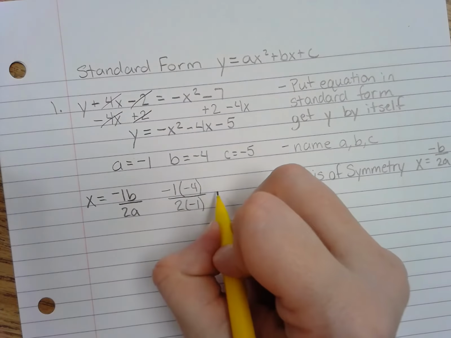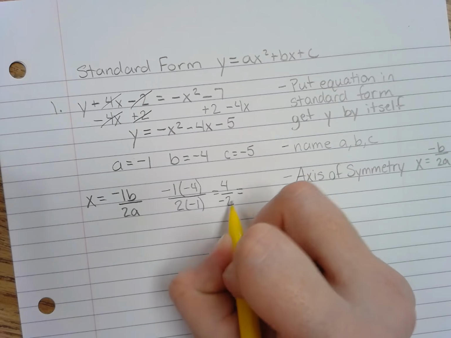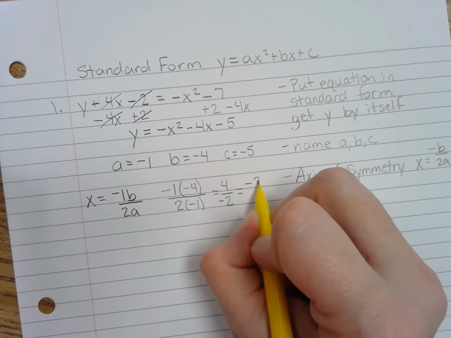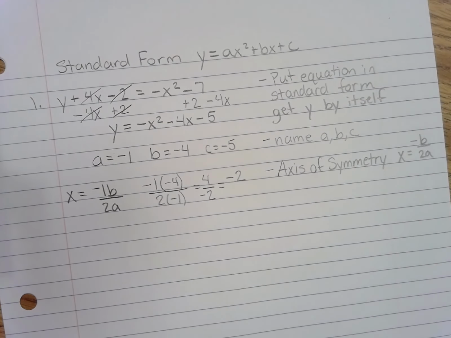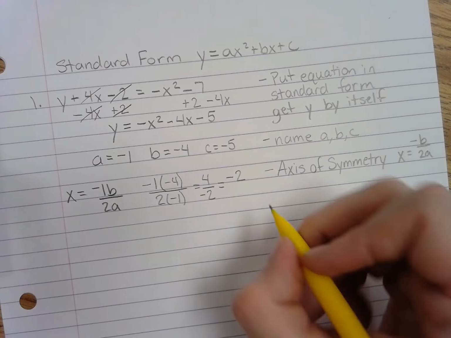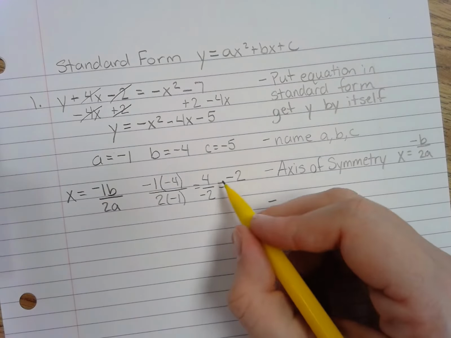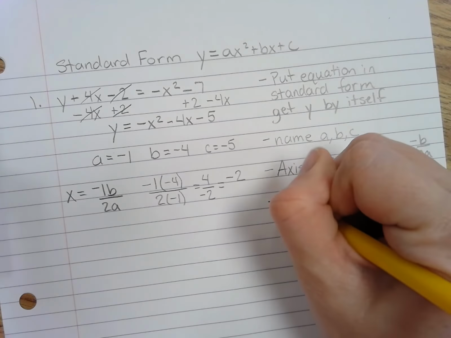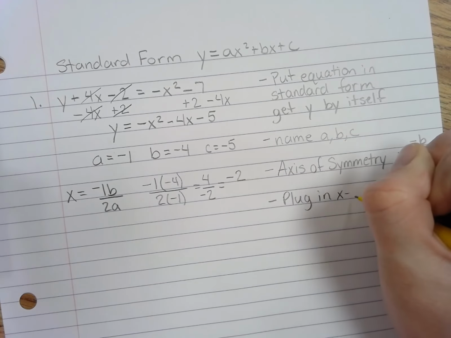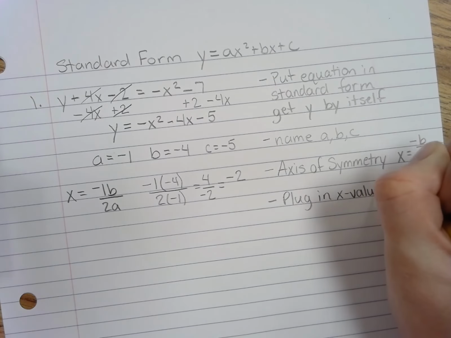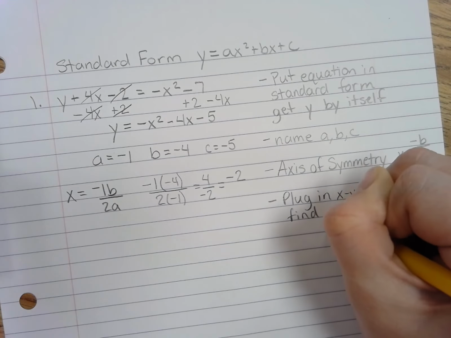A negative times negative is a positive. 2 times negative 1 is a negative 2. And then we divide to get our axis of symmetry to equal negative 2. Once you have that axis of symmetry number, we're going to plug it in to find the y value. Our goal here is to find the vertex, the xy ordered pair. So we now have our x. We're going to plug in the x value to find the y value.